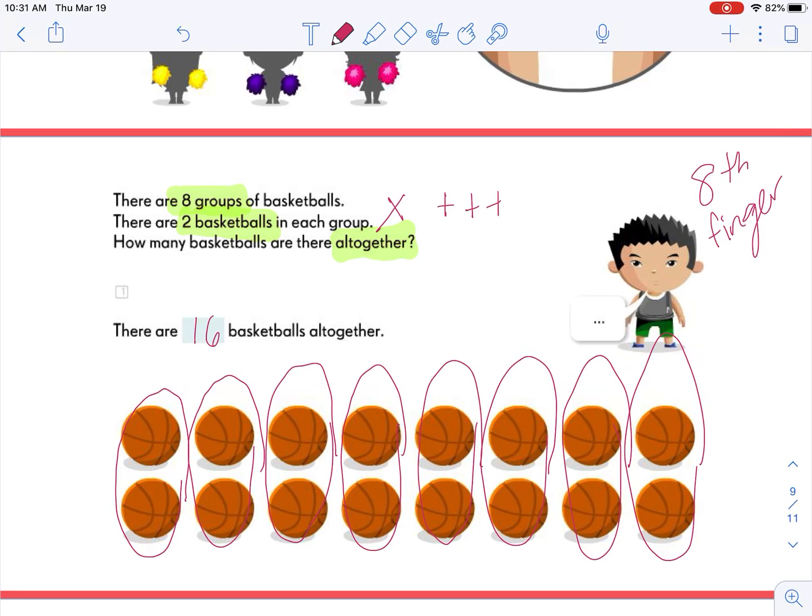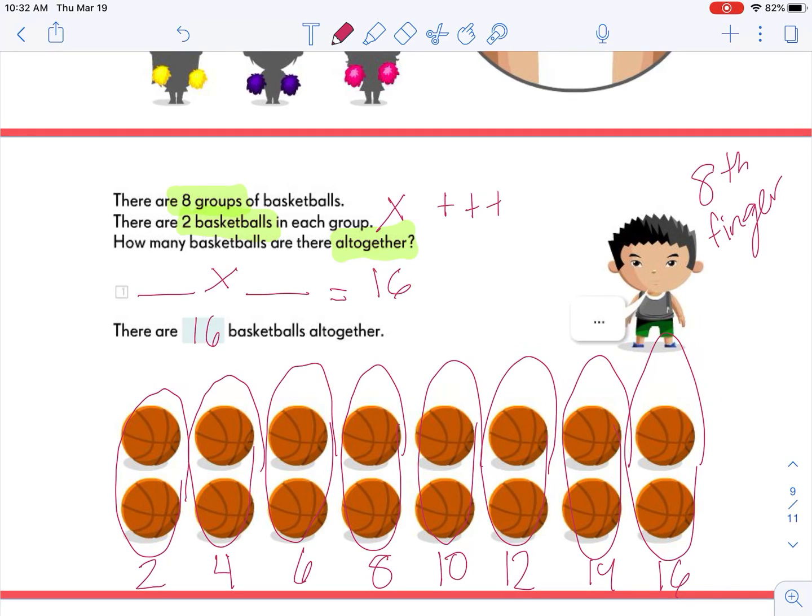I can also label this picture to double check that I did the math correctly on my fingers. We're going to count here. 2, 4, 6, 8, 10, 12, 14, 16. I have 16 basketballs all together. Now, I want you to take a second and think about what my multiplication equation would be to represent this problem. Go ahead and pause the video while you're thinking about it.